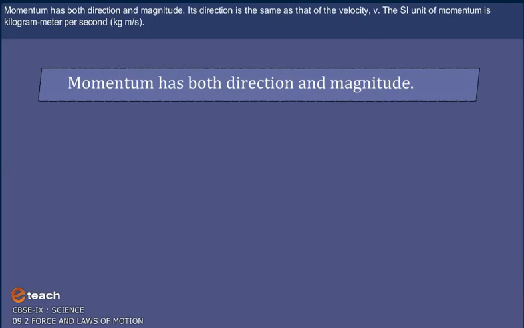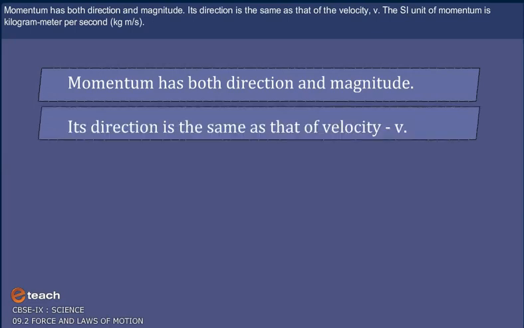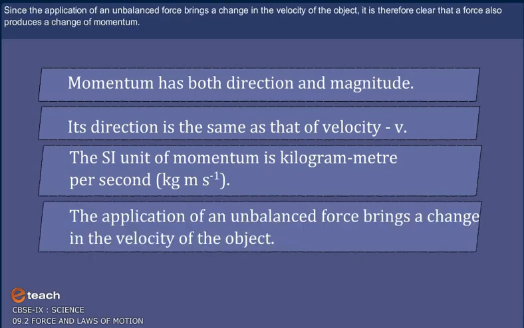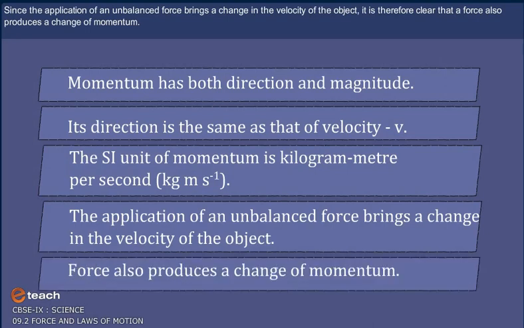Momentum has both direction and magnitude. Its direction is the same as that of velocity, v. The SI unit of momentum is kilogram meter per second, kg m s^-1. Since the application of an unbalanced force brings a change in the velocity of an object, it is therefore clear that a force also produces a change of momentum.